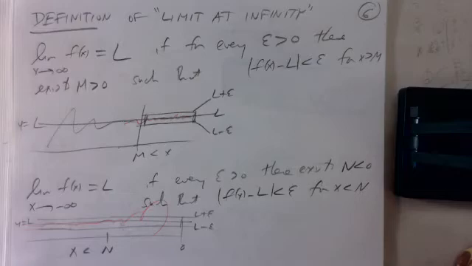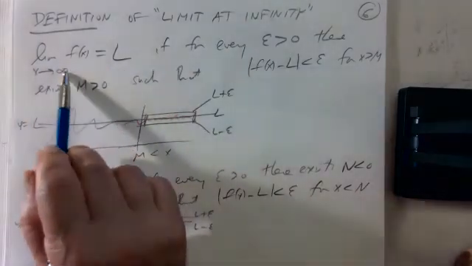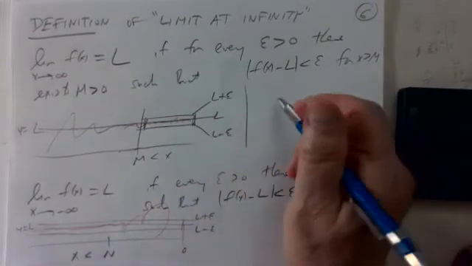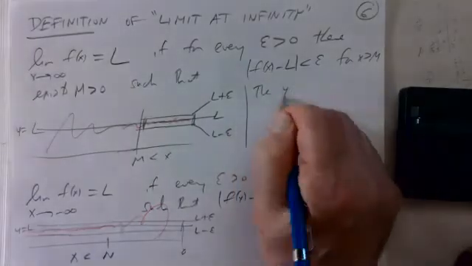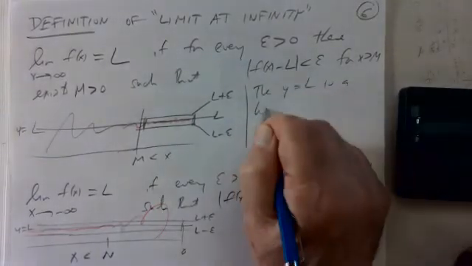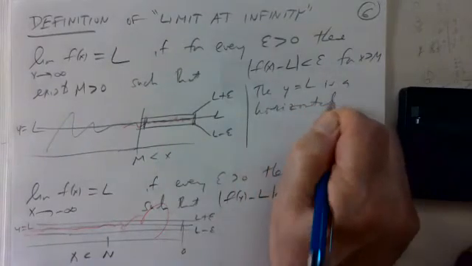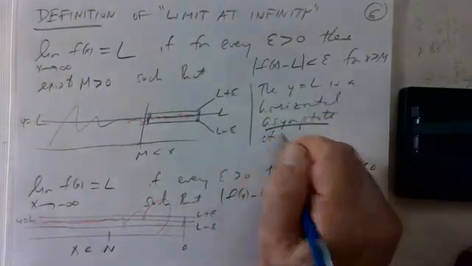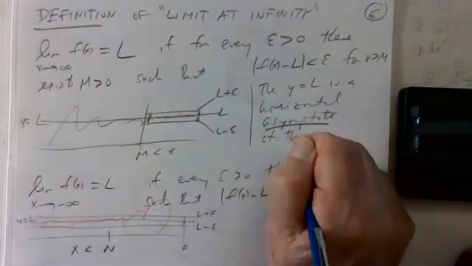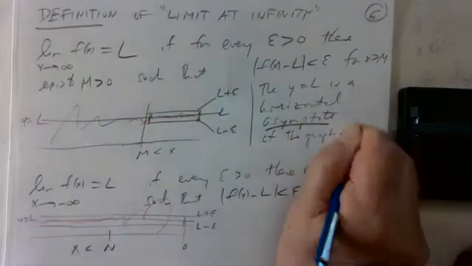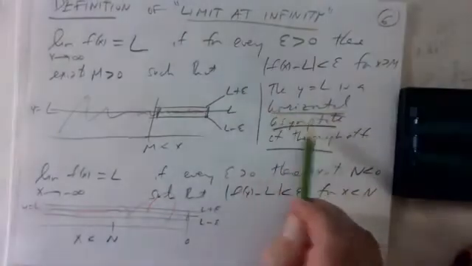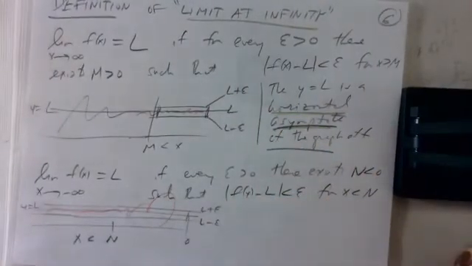And if L is a limit as x goes to either plus infinity or minus infinity, then we say that in this case, the horizontal line y equals L is a horizontal asymptote of the graph of f. So this is the definition of limit at infinity, and this is the definition of a horizontal asymptote.